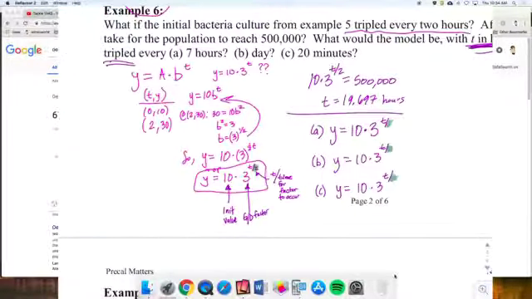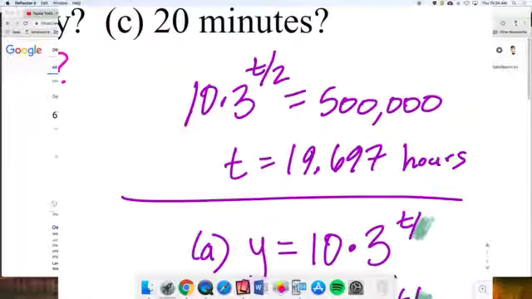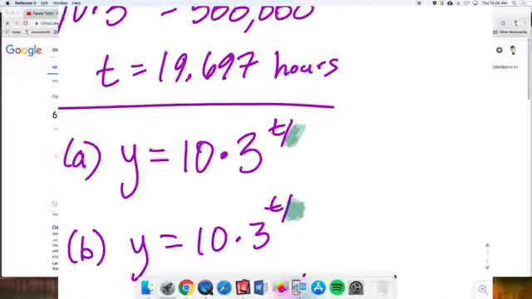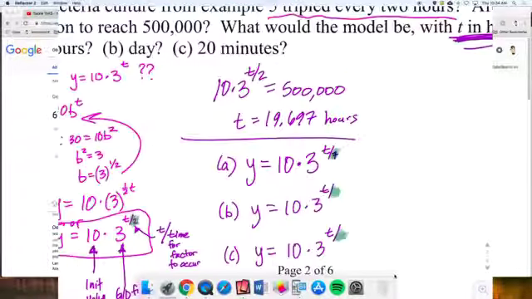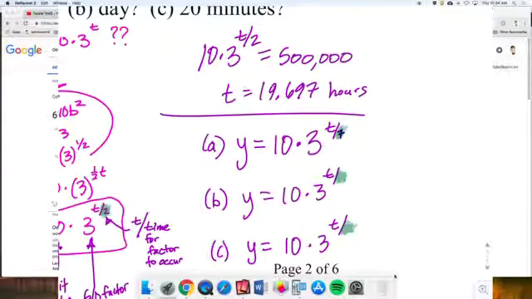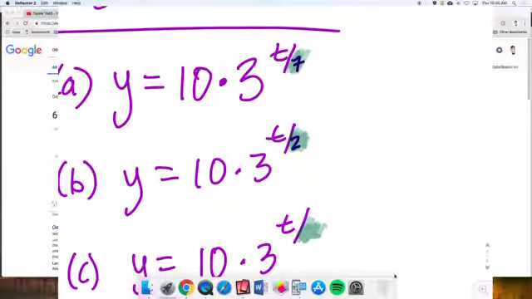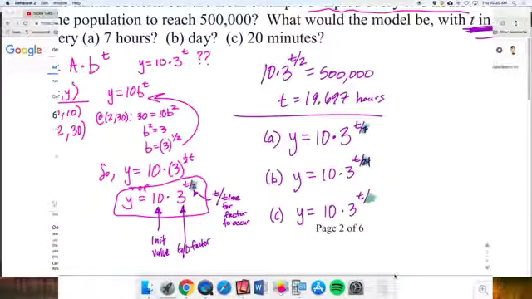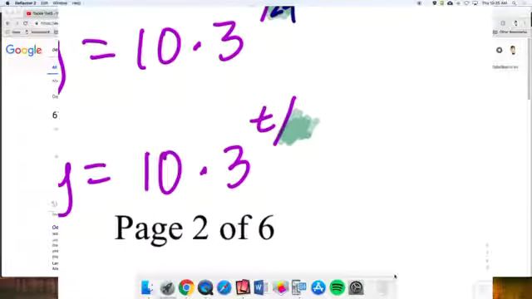If we're measuring T in hours and it tripled every 7 hours, then part A would be T divided by 7. Good. If it tripled every day, would we divide it by 1 per day? No. We have to know there's 24 hours in the day. Good. Now, if it tripled every 20 minutes, that's going to be more rapidly. Would we divide this by 20?